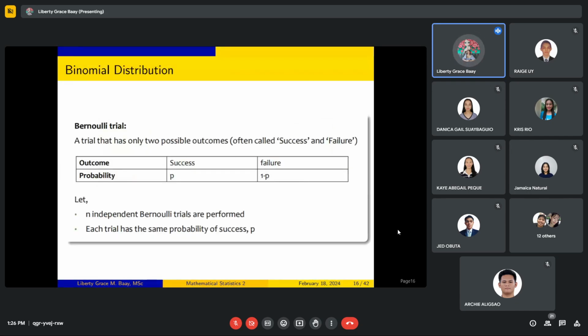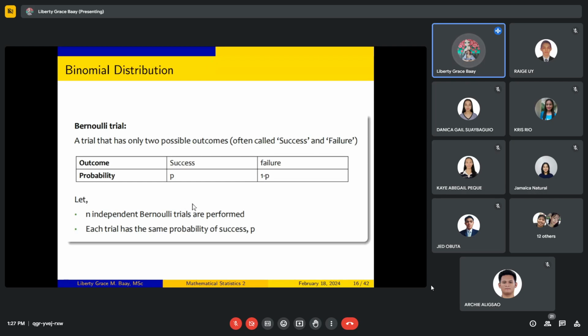Okay, so let's now proceed to this one. So we have the binomial distribution. Let's first tackle the Bernoulli trial. Of course, it has only two possible outcomes, often called the success and the failure. The probability of a success is P, and for the failure we have 1 minus P, or simply Q. So you can equate 1 minus P is equal to Q.